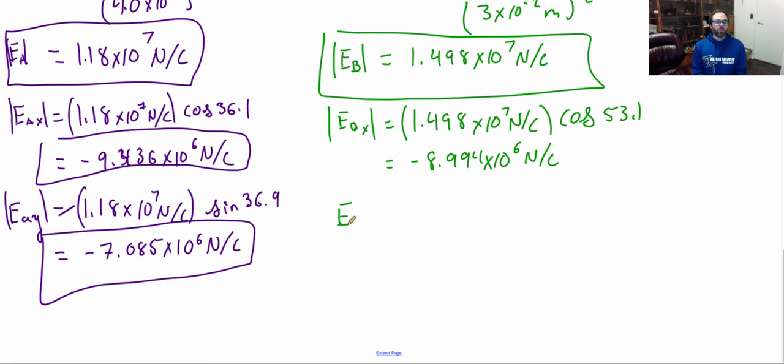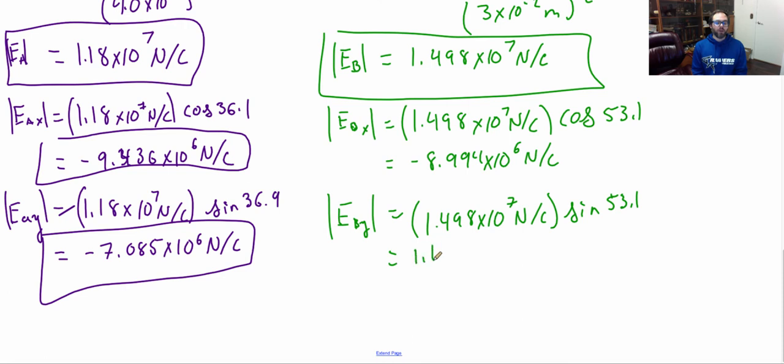Now let's look at my y. My y is going to be positive. So my y vector for the field of B is going to be 1.498 times 10 to the 7 newtons per coulomb times sine of 53.1, because we're using sine now, which is going to end up giving me 1.198 times 10 to the 7 newtons per coulomb.